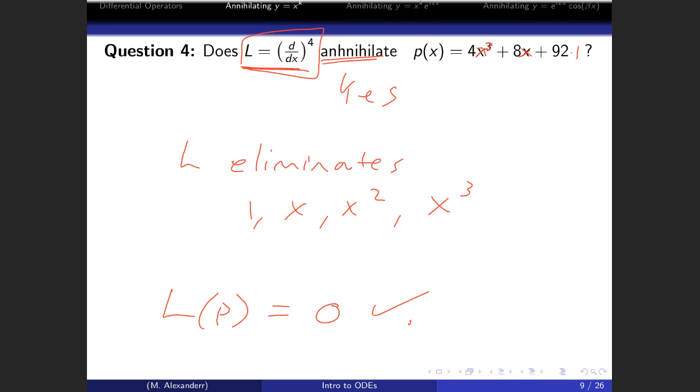Because we know that L, specifically given by this operator, does cancel out the 1, the x squared, and the x to the third power. We didn't use the x squared in this case, but it's just extra information.